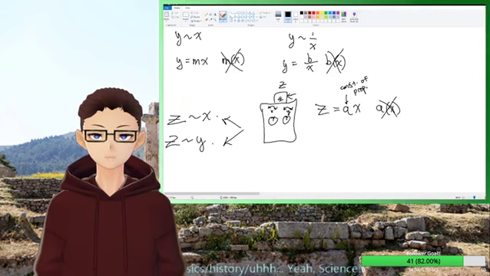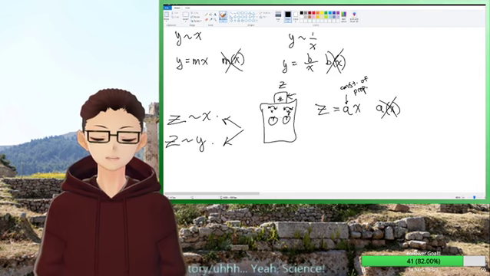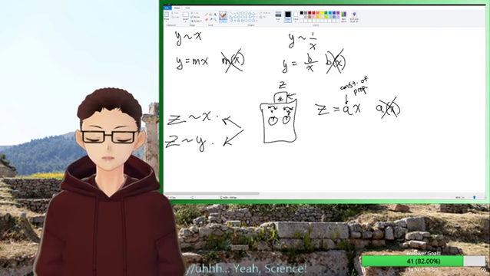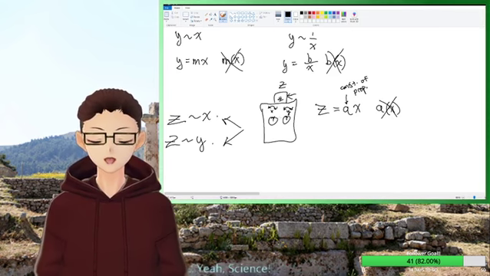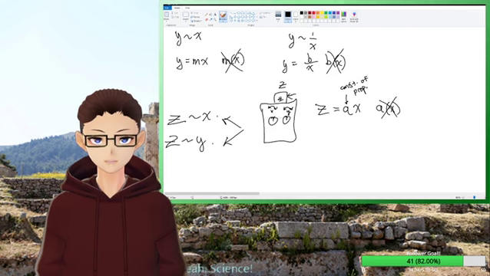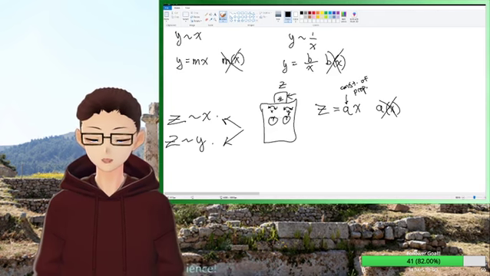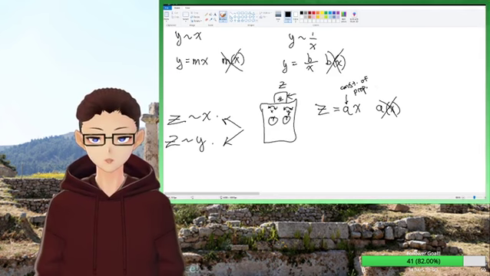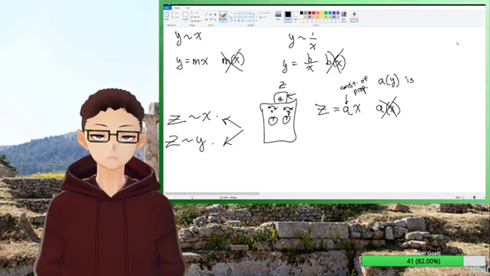However, a could depend on any other dial. If I wiggled the y dial, the value for a might change. We don't know. So a being a function of y is a possibility.